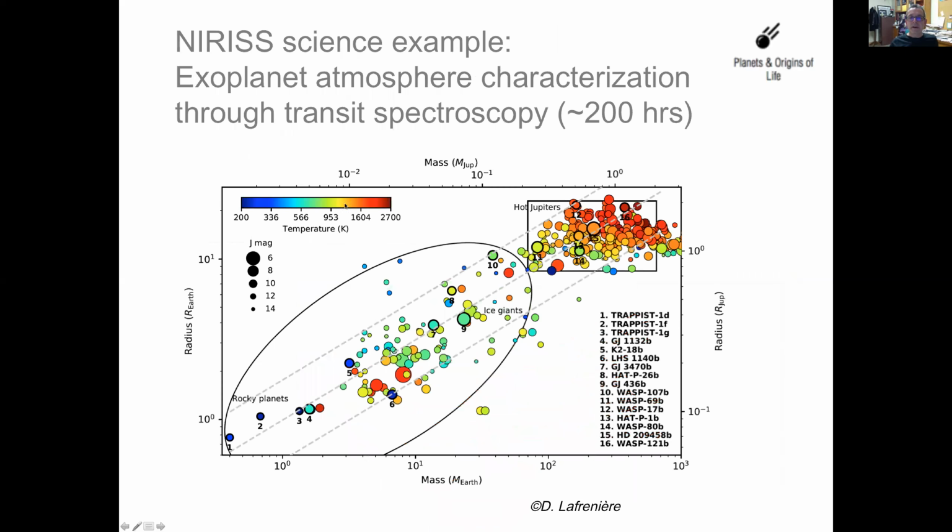This is a diagram taken from our GTO program. It shows the radius of exoplanets in Earth radii versus their mass, for exoplanets for which we have both the radius and the mass. The ones that are circles are our program, and we're covering everything from hot Jupiters to very small rocky planets in their habitable zone.